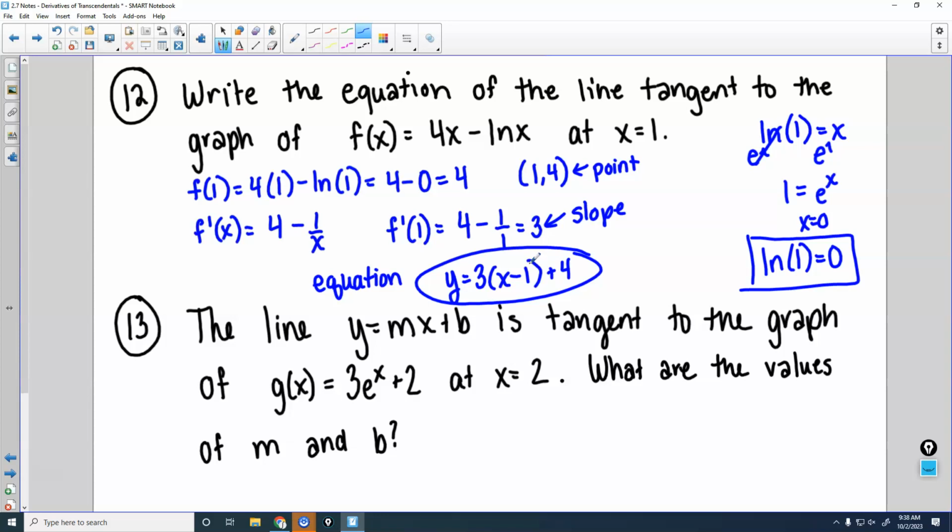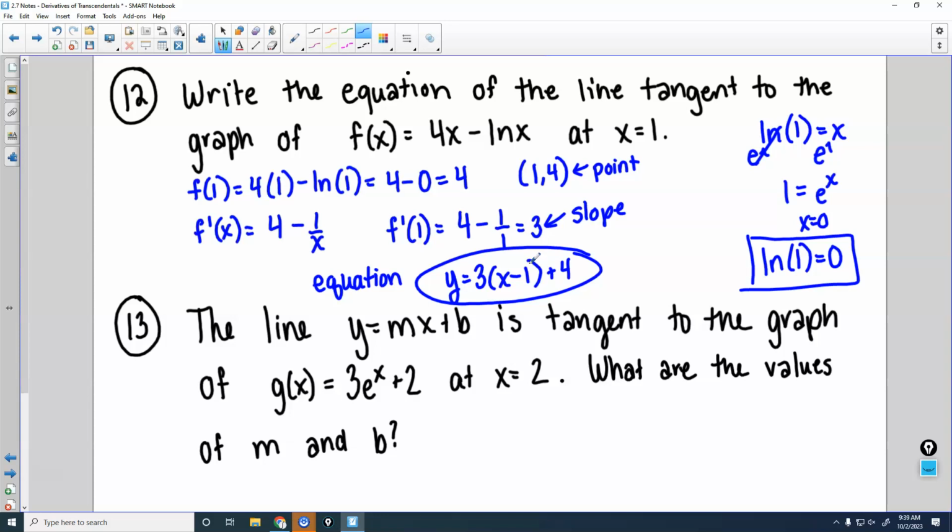Okay. Now, one thing about AP questions, and really it's one of the reasons the material they put out is so good, is they can ask you the same question a million different ways. So if you look at the next question, it is the line y equals mx plus b is tangent to the graph of g of x at x equals 2. What are the values of m and b? It wants the slope and the y-intercept of the tangent line, right?